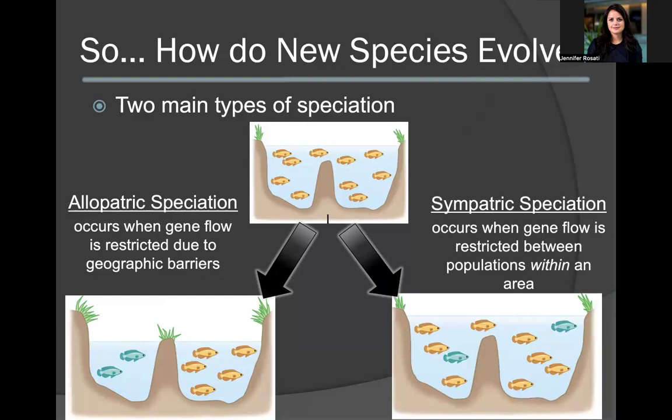In allopatric speciation, this occurs when gene flow becomes restricted, typically due to geographic barriers. As a result, whatever population was restricted from the original population ends up diverging genetically to eventually become its own species. Sympatric speciation occurs when gene flow becomes restricted between populations within the same area.